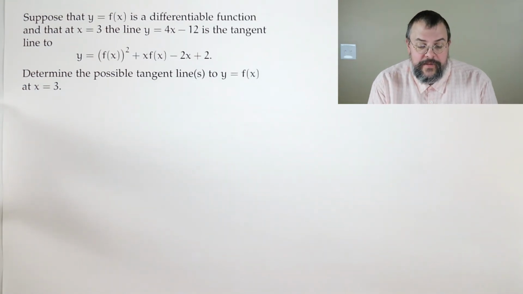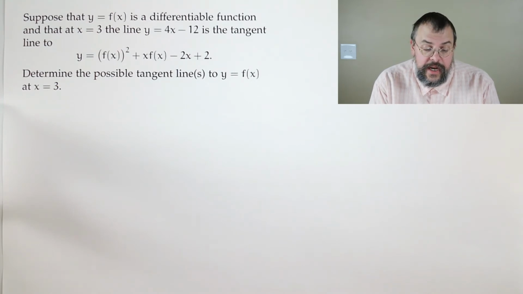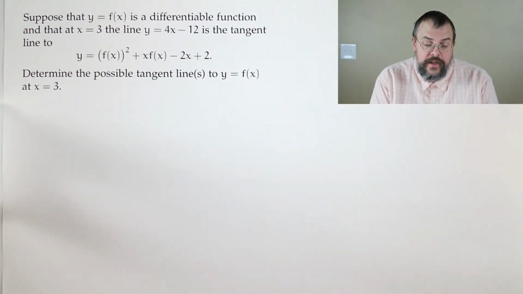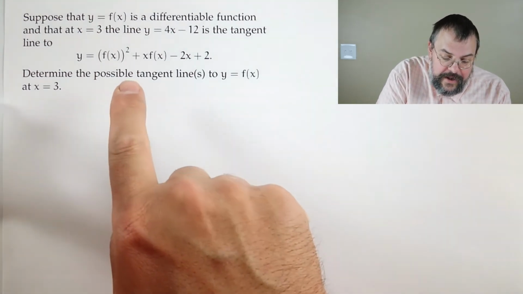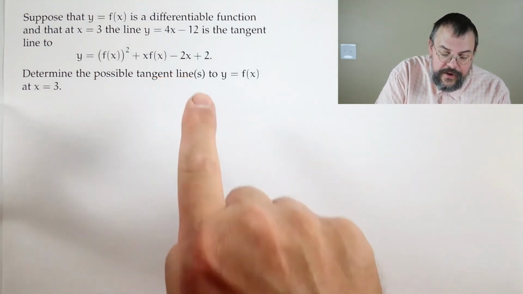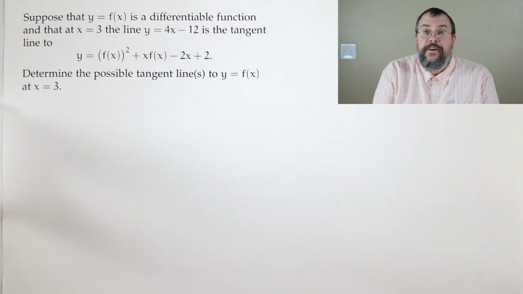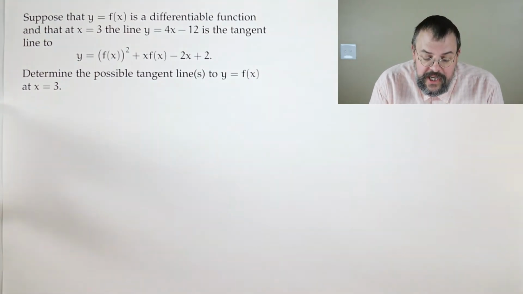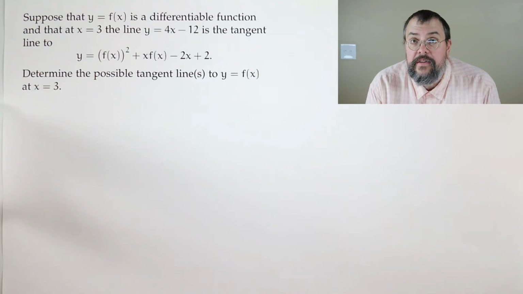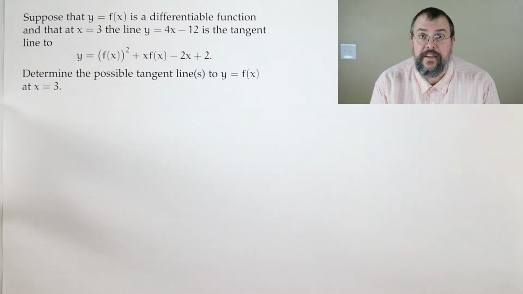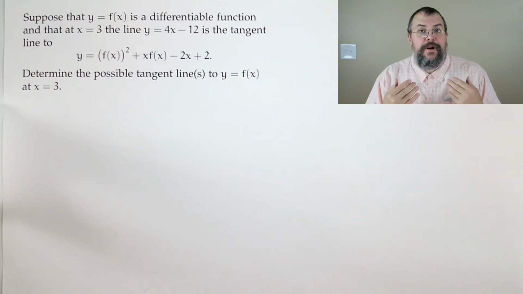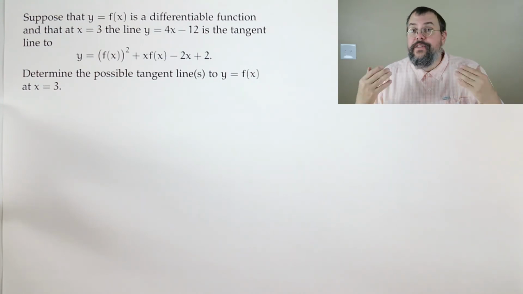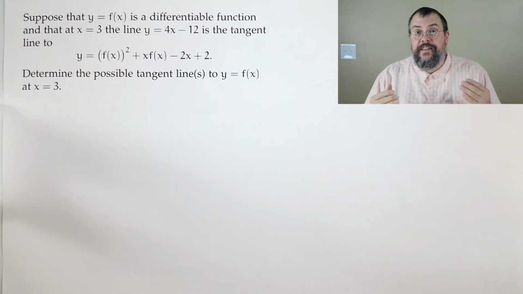Suppose that y equals f of x is a differentiable function, and that at x equals 3, the line y equals 4x minus 12 is the tangent line to this expression, y equals f of x squared plus x times f of x minus 2x plus 2. And the question is, determine the possible tangent line, or maybe lines, to y equals f of x at x equals 3. Now, I want to be careful here because I don't want you to get the idea, oh, is it possible to have many lines tangent at the same point?